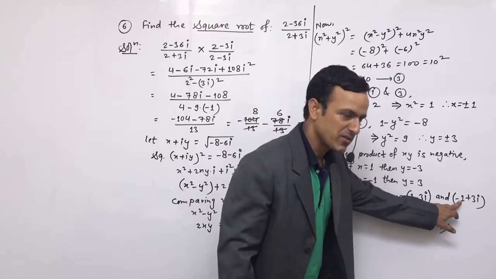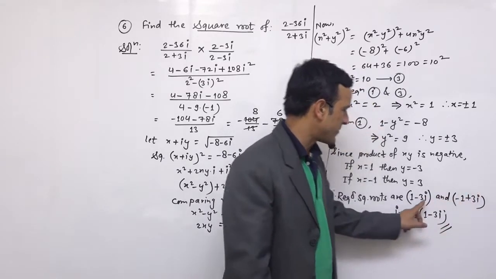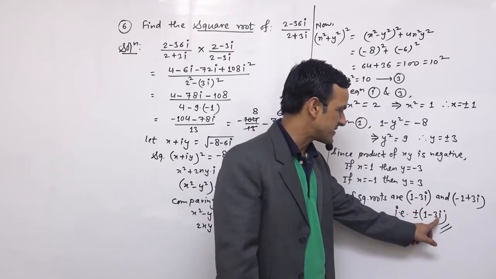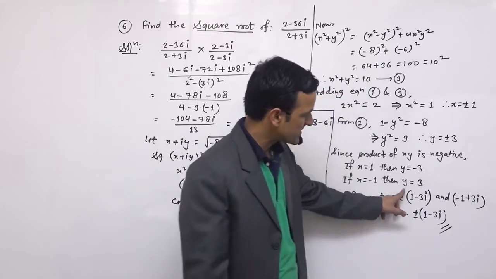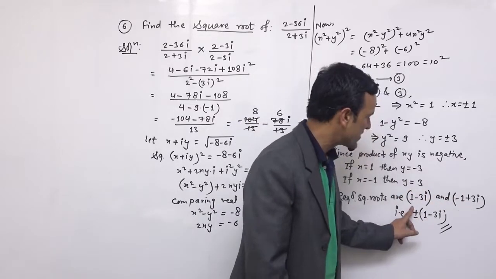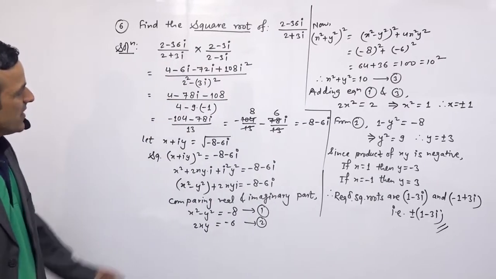As soon as we take the minus sign common from here, we get 1 minus 3i. Here also 1 minus 3i. We write 1 minus 3i once and put plus and minus in between. Here is the plus sign, here is the minus sign. So write down plus and minus. So this is the answer to this question.